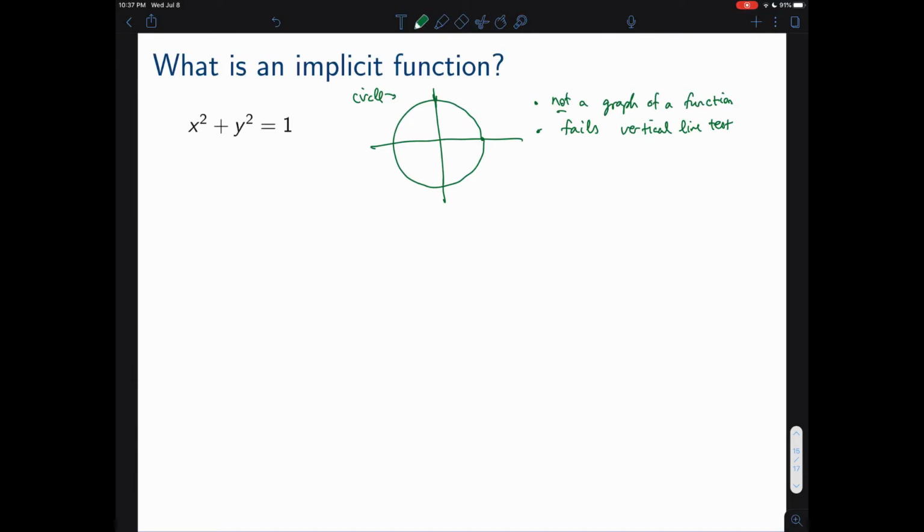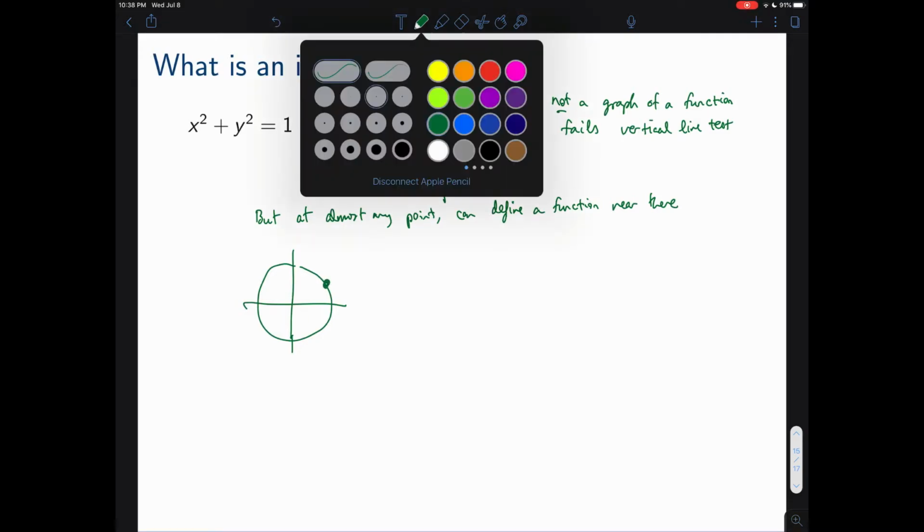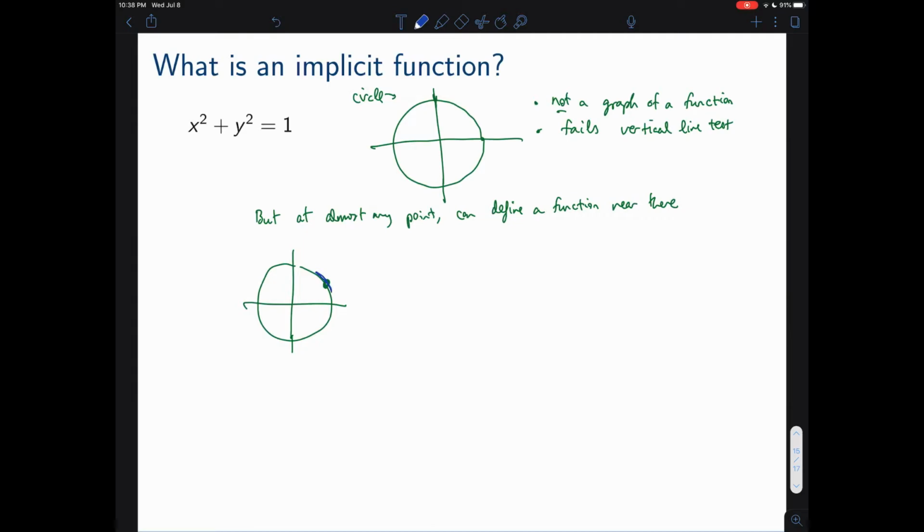But we can, at almost any point on this circle, define a function near there. If our point was up here, then we can define a function that has this part of the graph. And maybe then in this example, we can actually solve for y. This graph would be y equals square root 1 minus x squared.